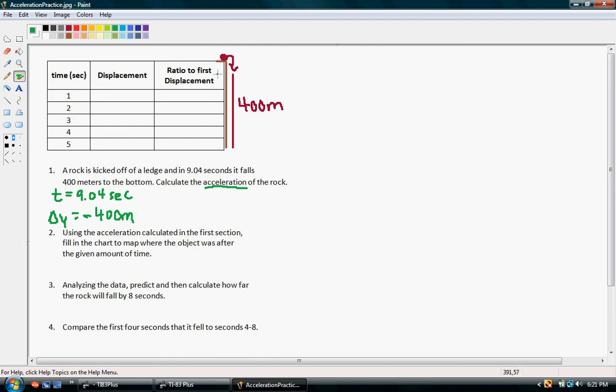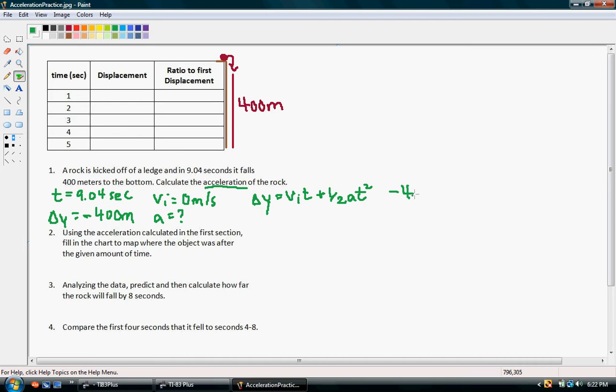We also know that since we're dealing with a rock that was pushed off of a cliff or kicked off of a cliff, the initial velocity was 0 meters per second. And we are trying to calculate acceleration. So we have our time, we have our displacement, we have initial velocity, we want acceleration. We do not have final velocity, so we're going to use the equation without final velocity. And that is our delta y in this case is equal to our initial velocity times time plus 1/2 a t squared. So then we plug in what we know.